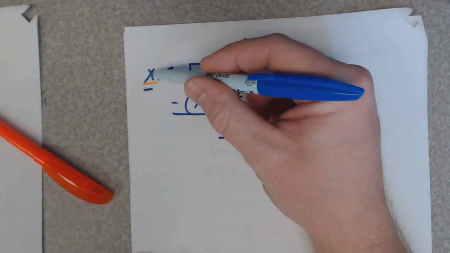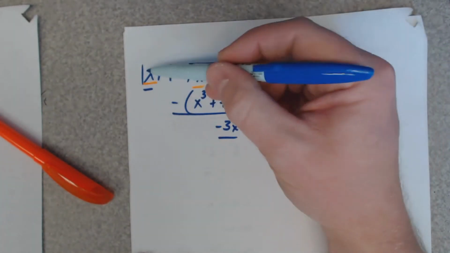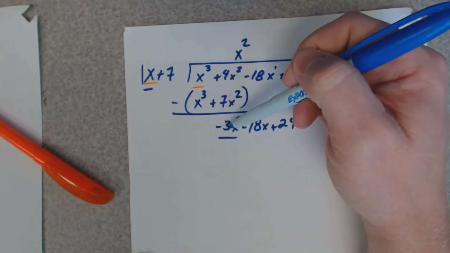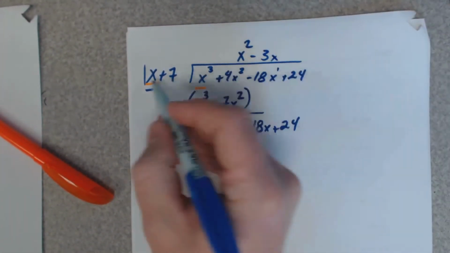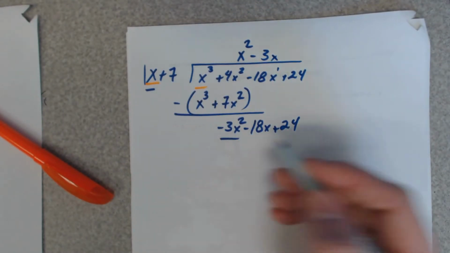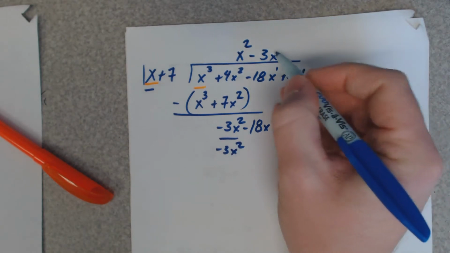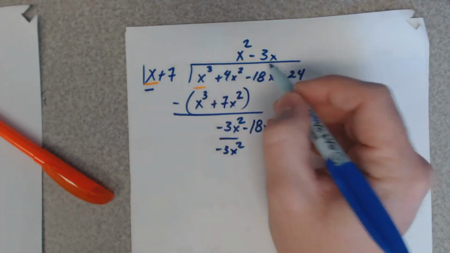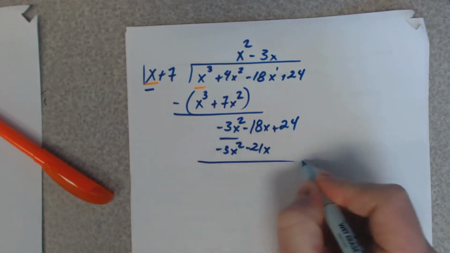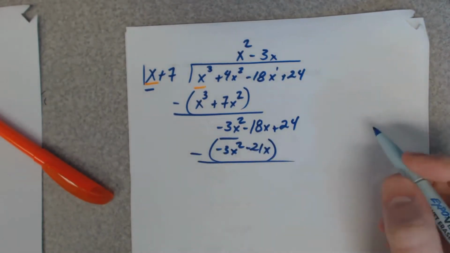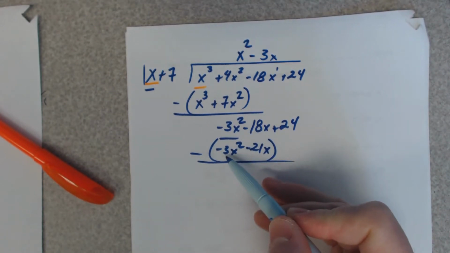I'd multiply x by x to get the x squared, and there's a 1 in front. 1 times negative 3 will give me the negative 3. So negative 3x is what I would need to turn this into this. So negative 3x times that would be negative 3x squared. Now negative 3x times 7 is a negative 21x. And we're subtracting here. So negative 3x minus a negative 3x cancels to 0.